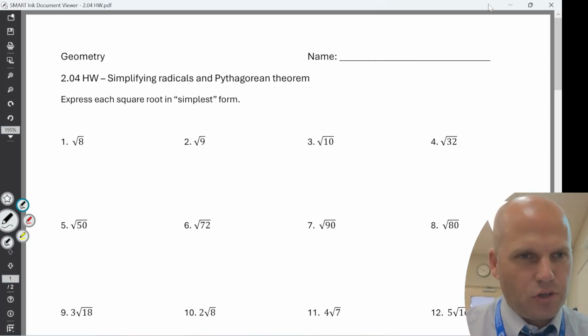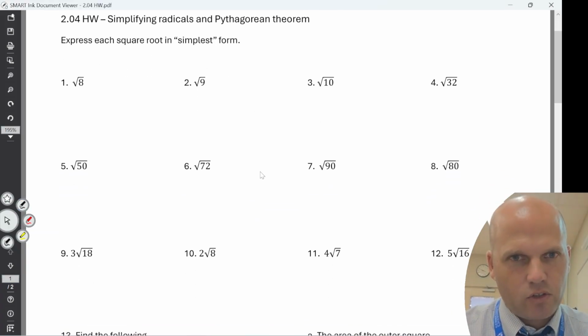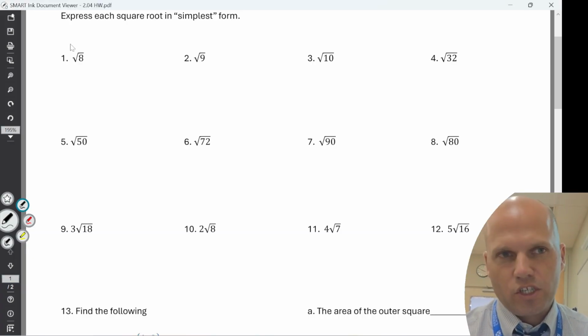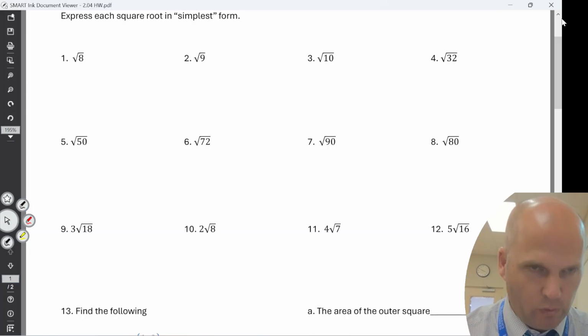What up, geometry students? Doing the simplifying radicals and Pythagorean theorem to find diagonal distance homework. Question number one, we want to simplify the square root of 8.